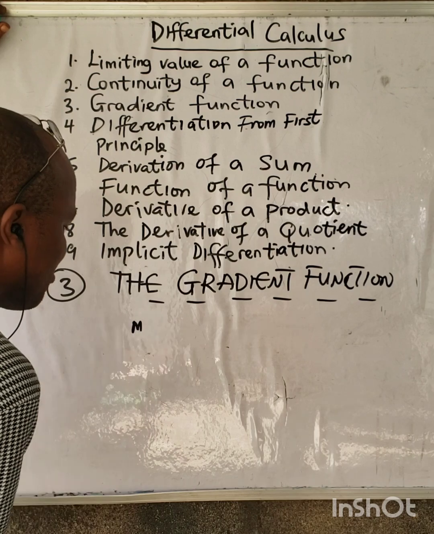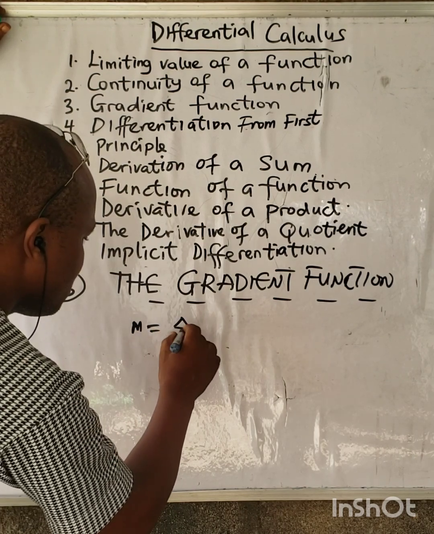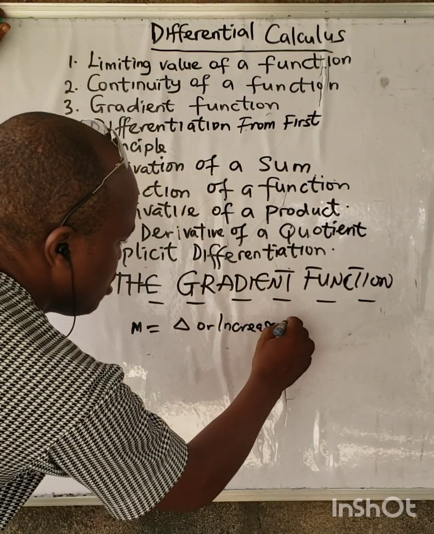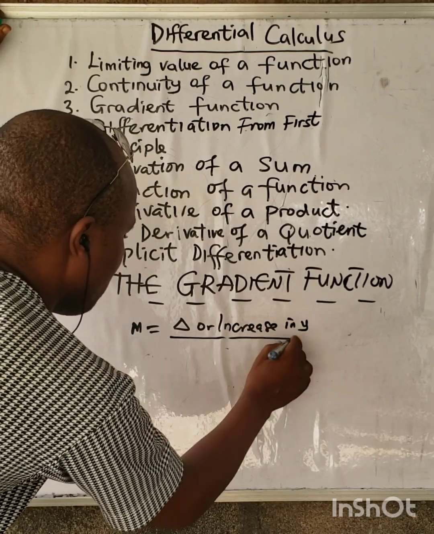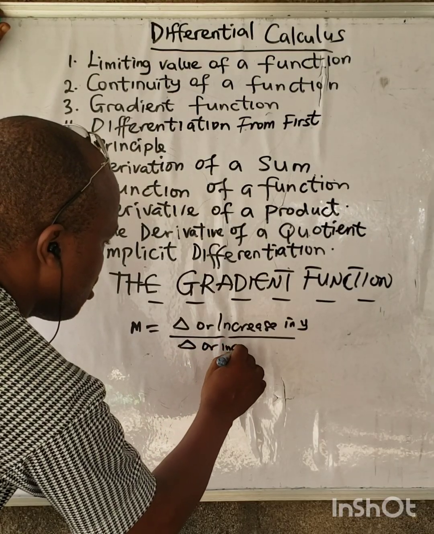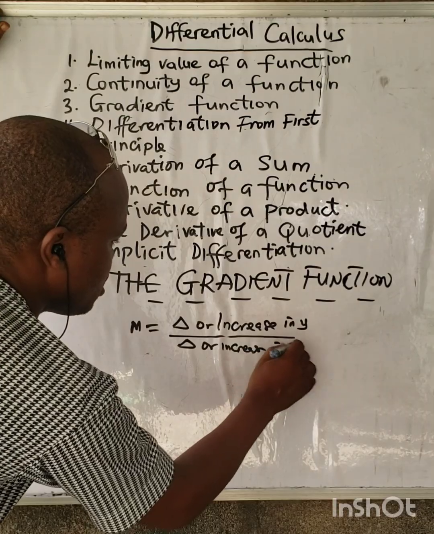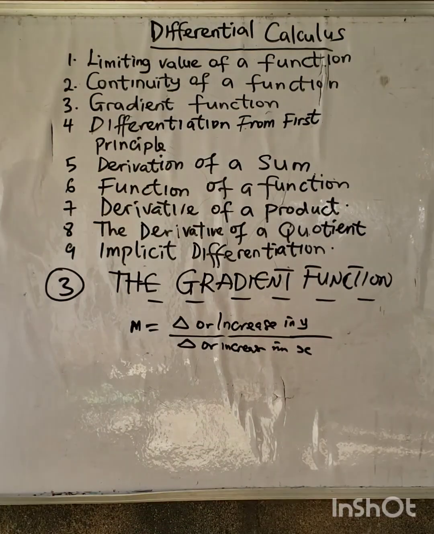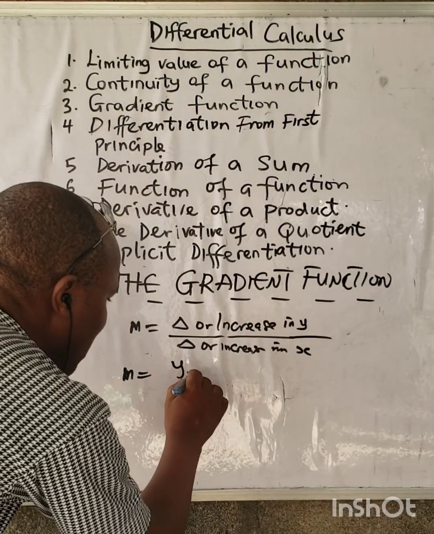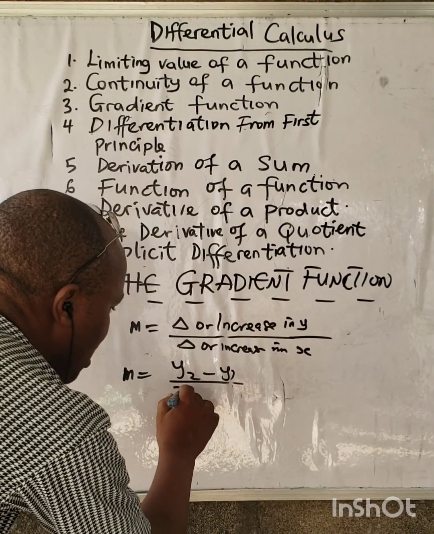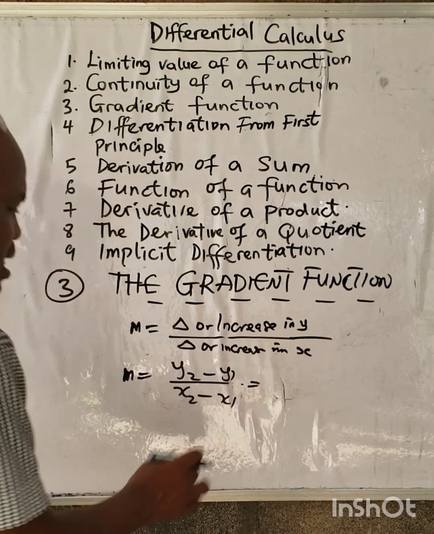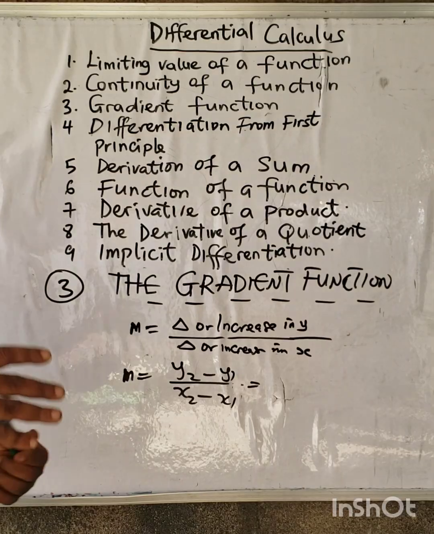The gradient, which we normally represent as m, is the change or increase in y all over the increase or change in x. That is why you will see most of the time we write it as m equal to y2 minus y1 all over x2 minus x1. Whatever we get here will become our gradient.